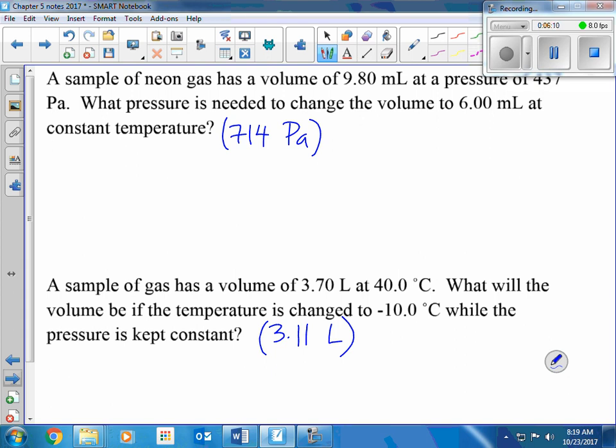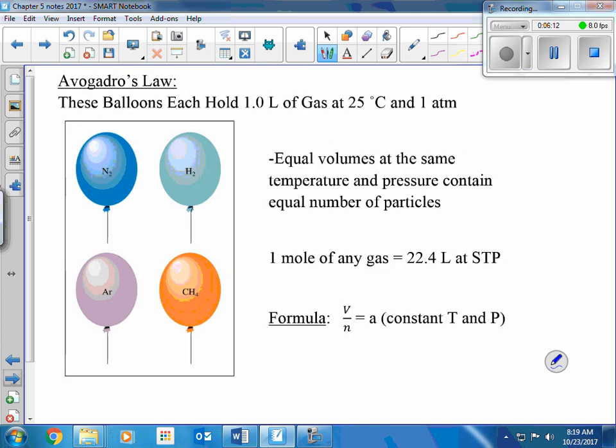Okay, and then the last point that I want to talk about here in this first one is Avogadro's law. Avogadro's law says that these balloons hold 1 liter of gas at 25 degrees Celsius and 1 atmosphere. Now, these are going to be considered standard conditions. 25 degrees Celsius and 1 atmosphere is standard conditions. If you look at the bottom of your periodic chart that we've been using all along, it has those same standard conditions for all of the phases that the elements are on the periodic chart.